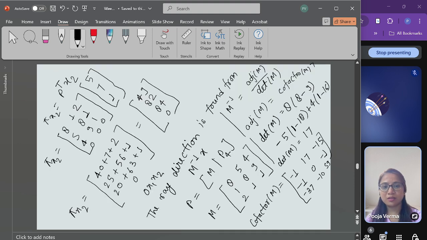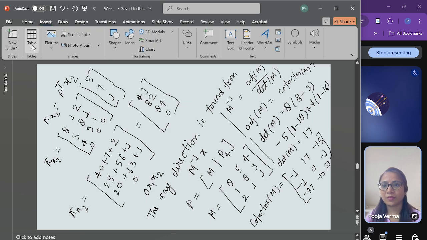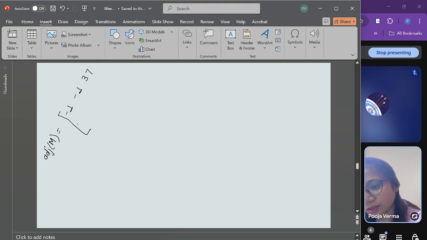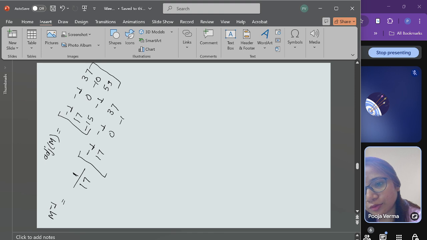So to find the adjoint of M, take the transpose of all the cofactors, so you will get minus 1, minus 1, 37, 17, 0, minus 10, minus 15, minus 1, 59. So the final value of M inverse is 1 by 17 times this matrix: minus 1, minus 1, 37, 17, 0, minus 10, minus 15, minus 1 and 59.